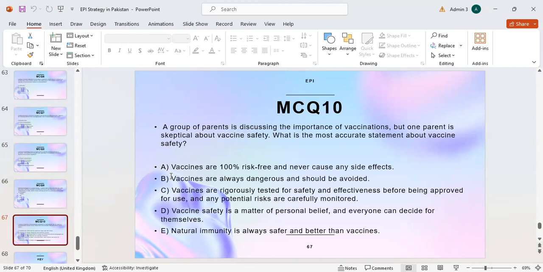MCQ number 10: A group of parents is discussing the importance of vaccination, but one parent is skeptical about vaccine safety. What is the most accurate statement about vaccine safety? Option A, vaccines are 100% risk-free and never cause any side effect. Option B is vaccines are always dangerous and should be avoided. Option C is vaccines are rigorously tested for safety and effectiveness before being approved for use, and any potential risks are carefully monitored. Option D is vaccine safety is a matter of personal belief, everyone can decide for themselves. Option E is natural immunity is always safer and better than vaccines. The answer is option C.